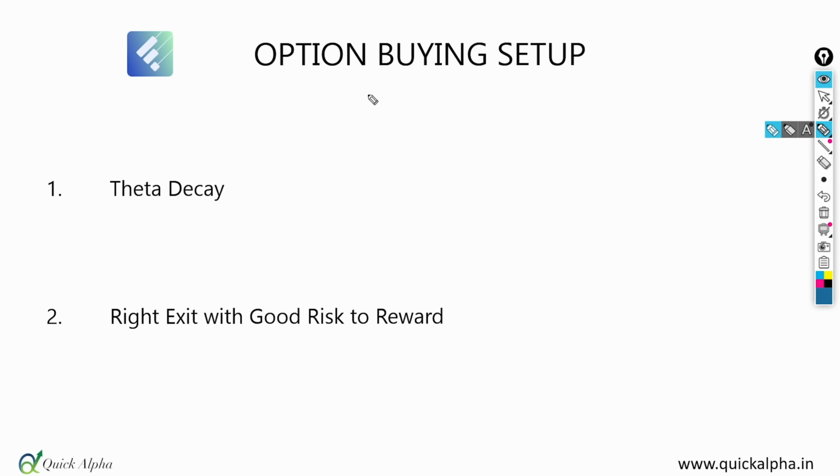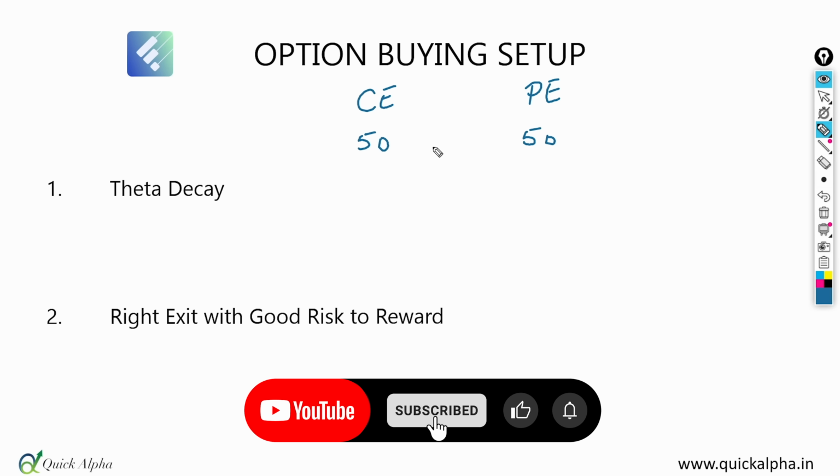Let us assume there is a call option trading at 50 rupees and a put option trading at 50 rupees. If the market is consolidating, what will end up happening? This 50 rupees will become 45 rupees. The other 50 rupees will again start to fall. It might also become 40 rupees, 45 rupees. So if the market is not trending, we don't have to buy the option.